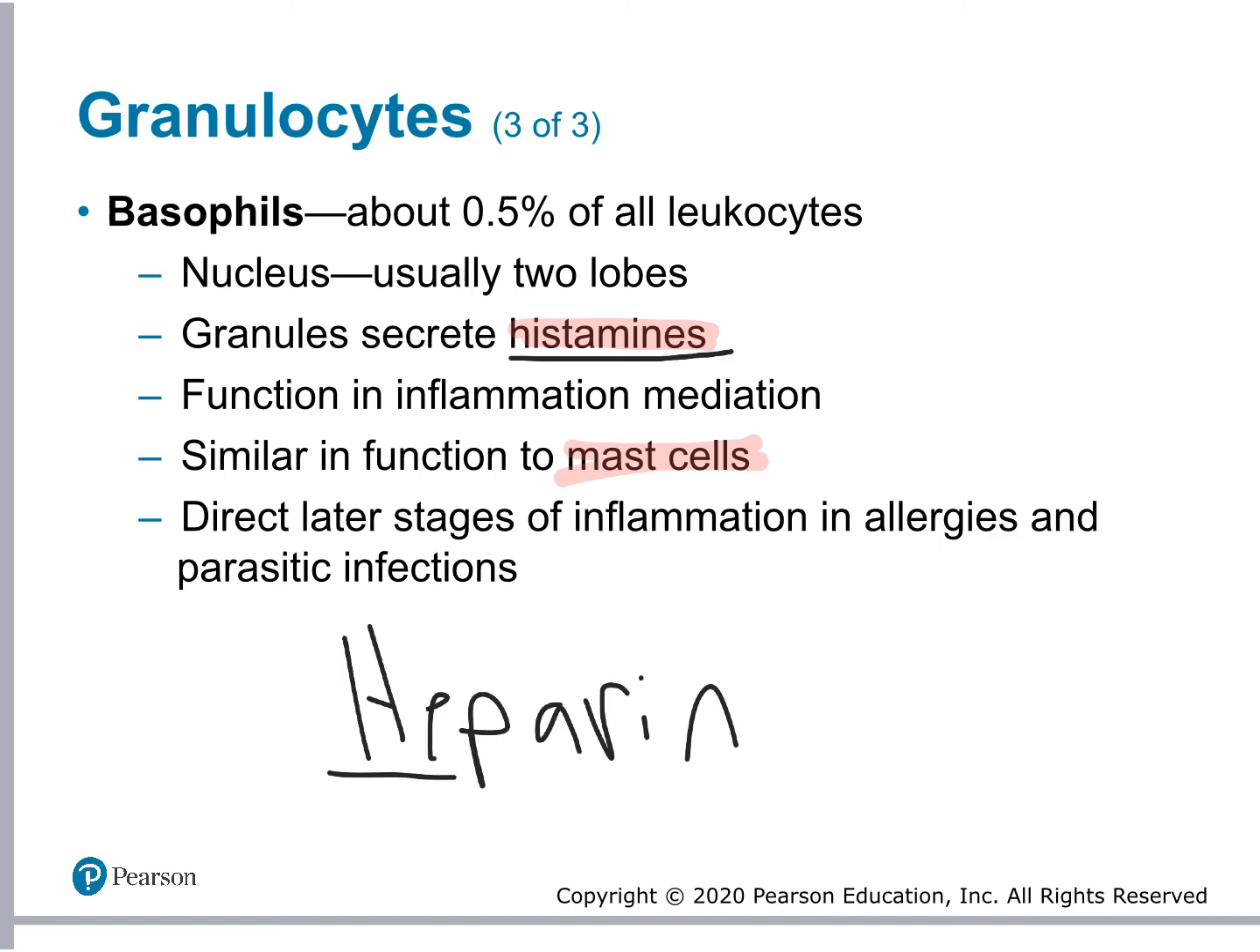And then heparin is an anticoagulant. So not only is it going to make the capillaries more leaky, it's also going to help prevent the blood from clotting. But basophils are used for allergic reactions.